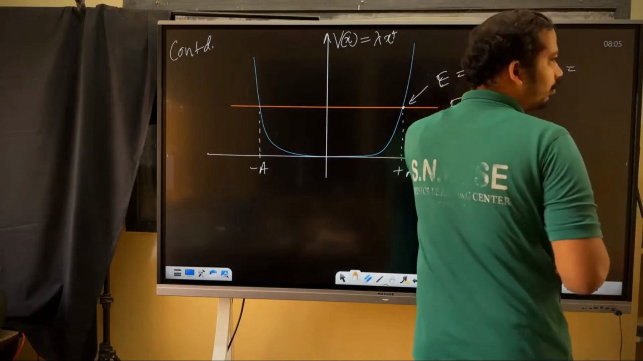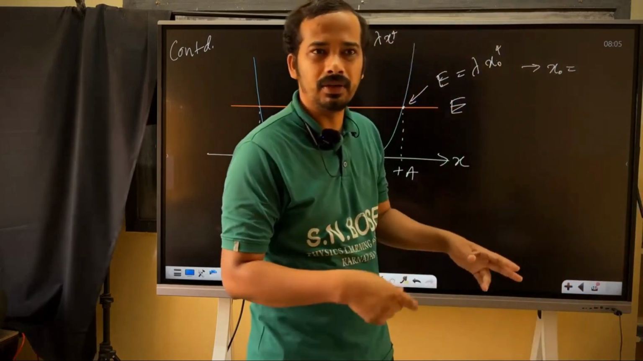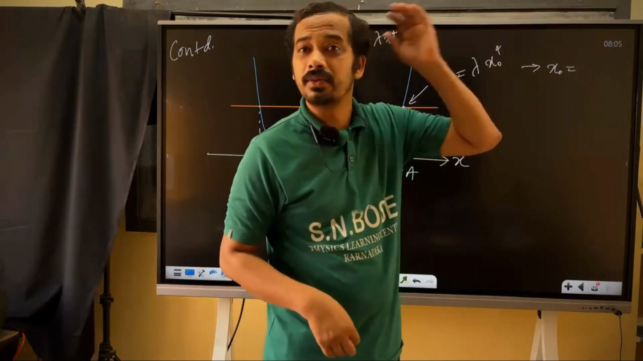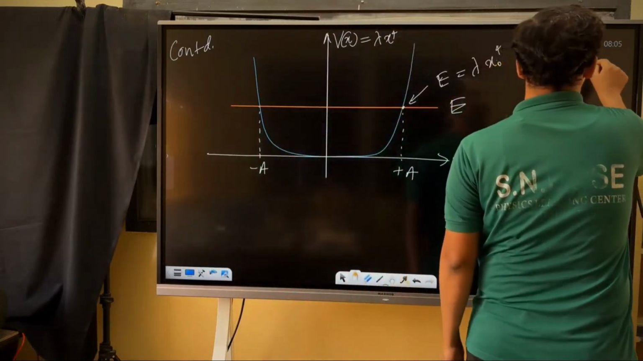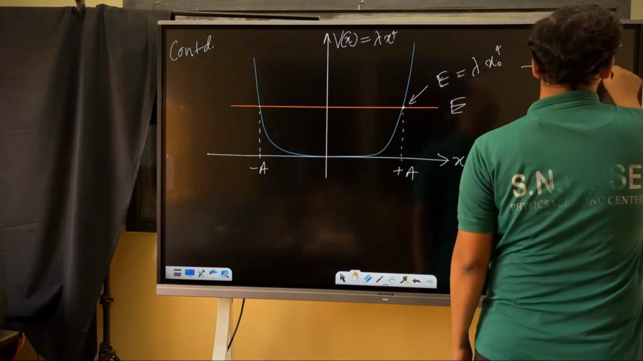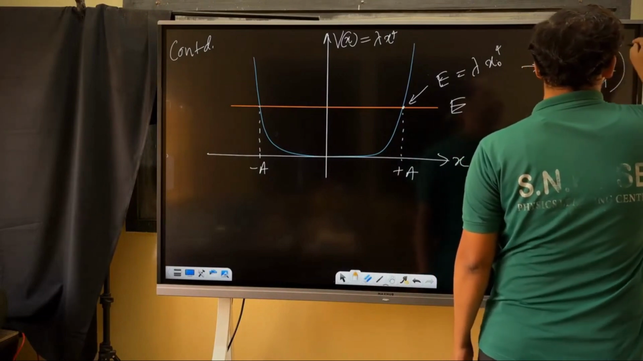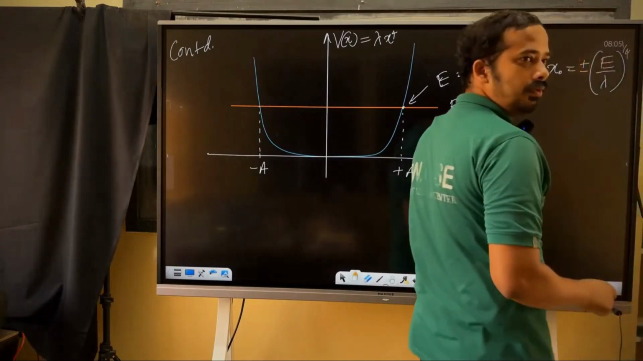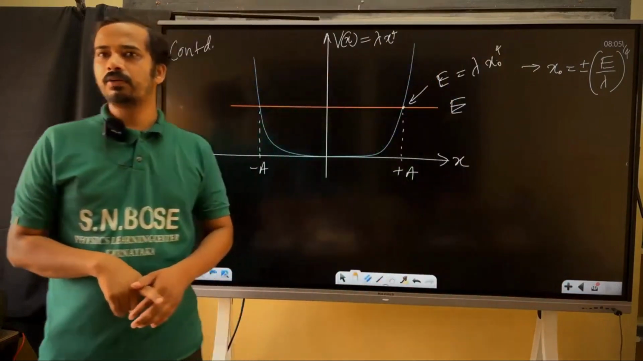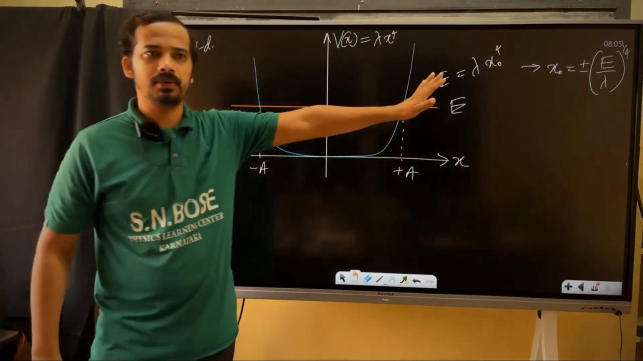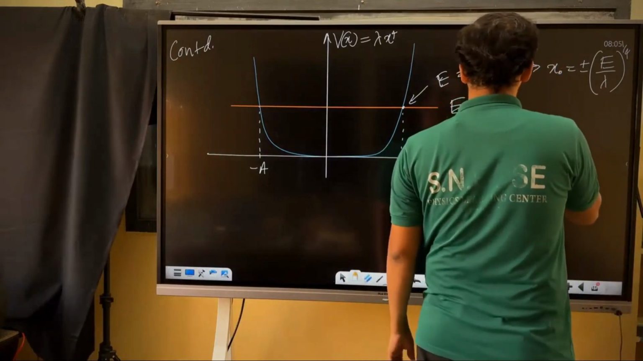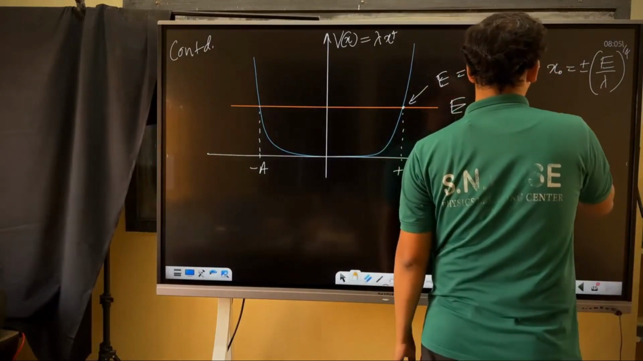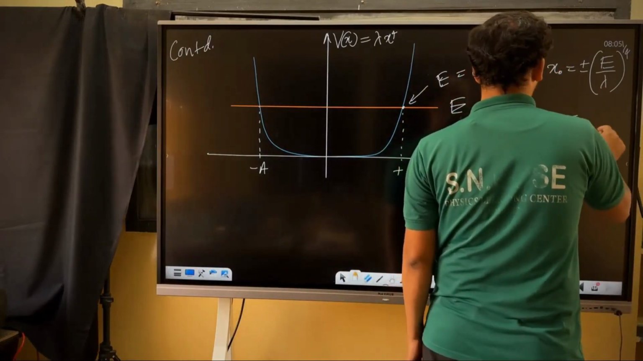Actually, it's a fourth root. Fourth root contains a negative value also. Sorry, imaginary value also. Don't take imaginary value, you take only real value. Plus or minus E by lambda raised to 1 by 4. Fourth root of unity will have two imaginary values, but we are talking about real values. At a turning point, x naught raised to 4 is equal to E by lambda.